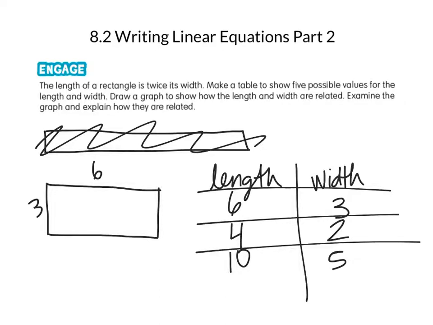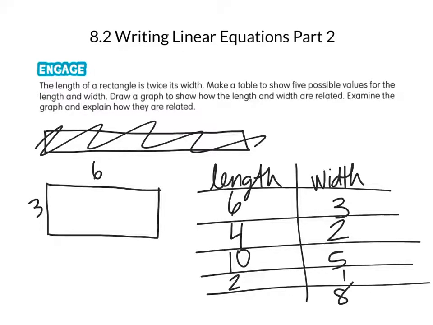They wanted 5 values. Okay, we did 3 so far, so let's do 2 more. If the width is 1, the length is 2. And if the width is 8, the length is 16. It always has to be 2 times as much.